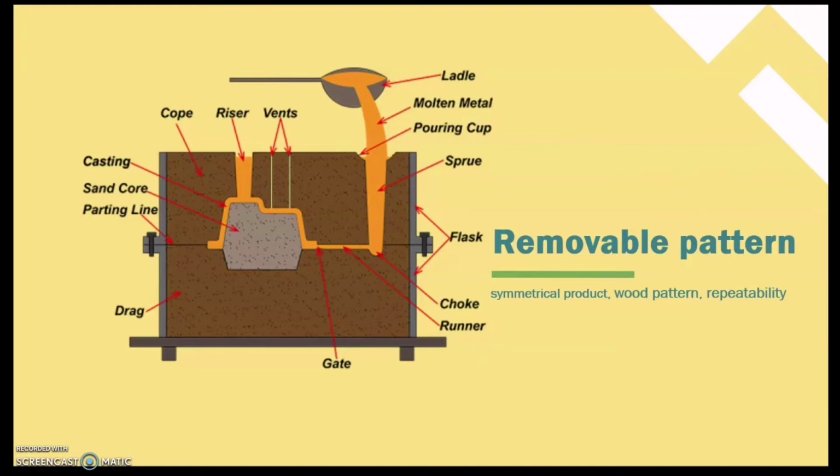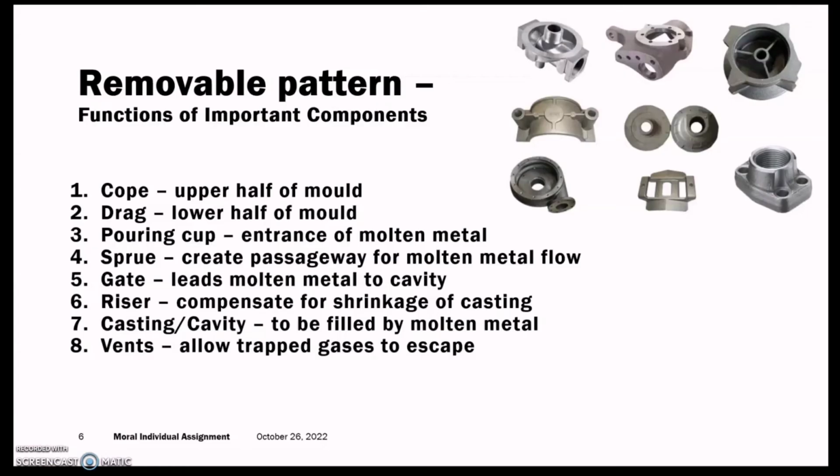Then we manually transfer the molten metal using a ladle into the pouring cup. The molten metal will flow through the sprue and gate, and finally it reaches the cavity, the casting. When the metal solidifies, we open the mold, break the sand, and take out the casting. And finally, the casting is sent to do some surface finishing.